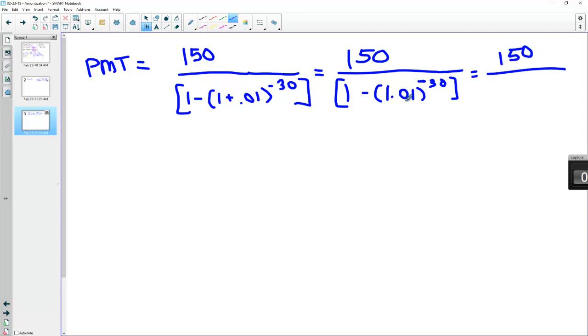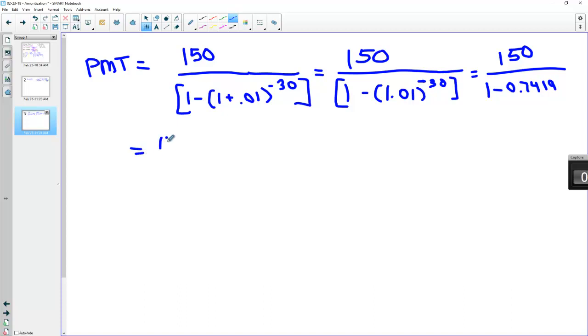So all you have to do right here is type in 1.01 to the negative 30. I'm going to put this 1 right here, and that's going to be 0.74. I'm going to take it out pretty far, 0.7419, to 4 decimal places.